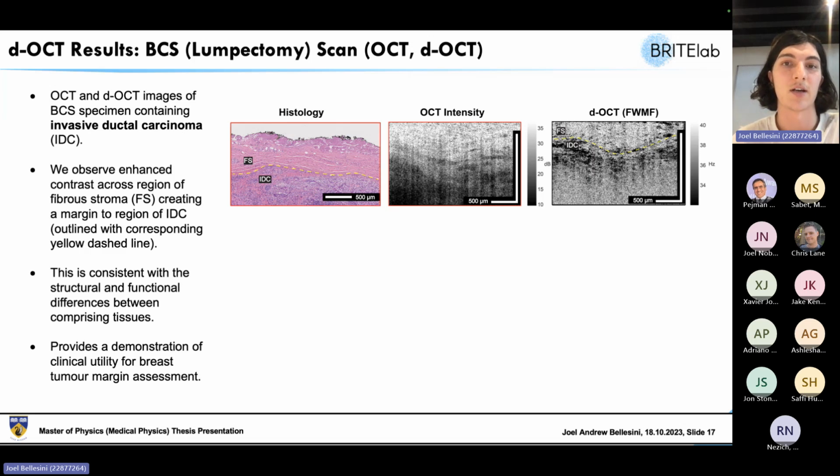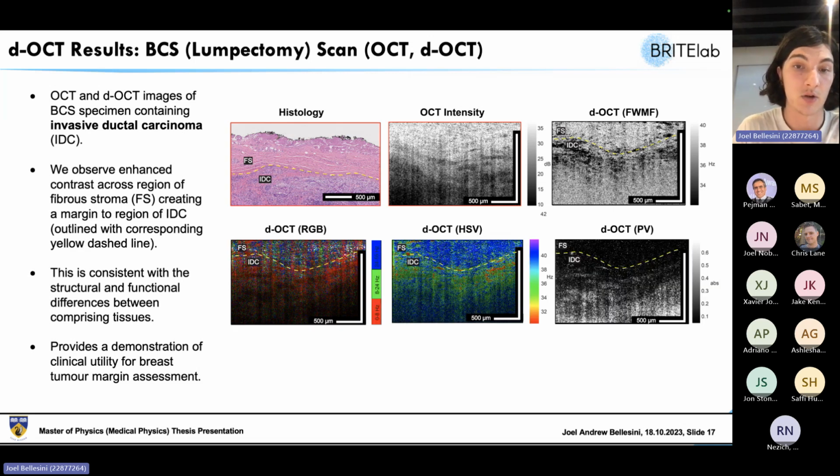So when I introduce our OCT and dynamic OCT images, we can see contrast corresponding to a region of benign tissue, which is fibrous stroma at the border of this region, to a deeper lying malignant tissue, which, as I said, is IDC. This contrast has been introduced in dynamic OCT, which was previously undetected in OCT and is consistent with the structural and functional differences between the comprising tissues. And again, we can see our contrast is strongest in our HSV depiction.